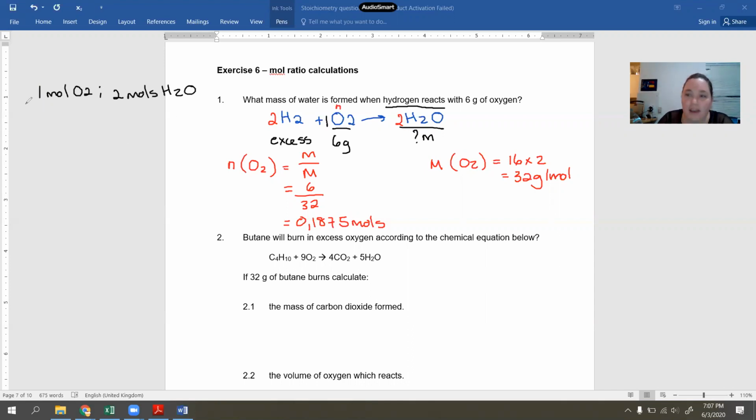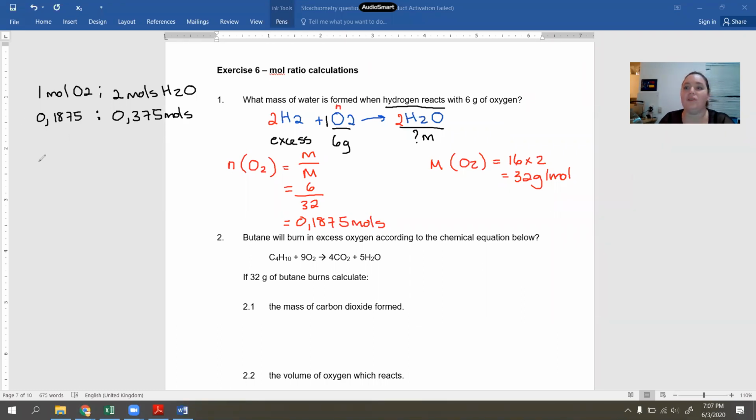So I don't have 1 mole of oxygen. I only have 0.1875 moles. But the ratio is 1 to 2. So the number of moles of water is going to be twice as many as the number of moles of oxygen. So because of that, I can say that I have 0.375 moles of water that are going to be formed. This assumes that there's no wastage, that there's no loss, that nothing disappears or gets taken away or doesn't happen.